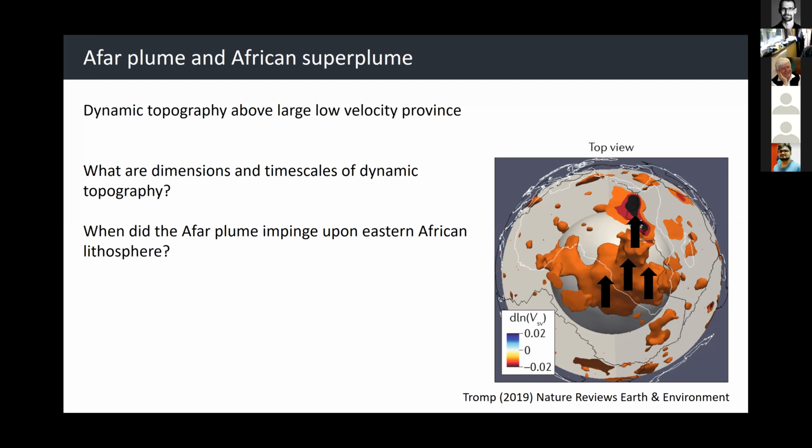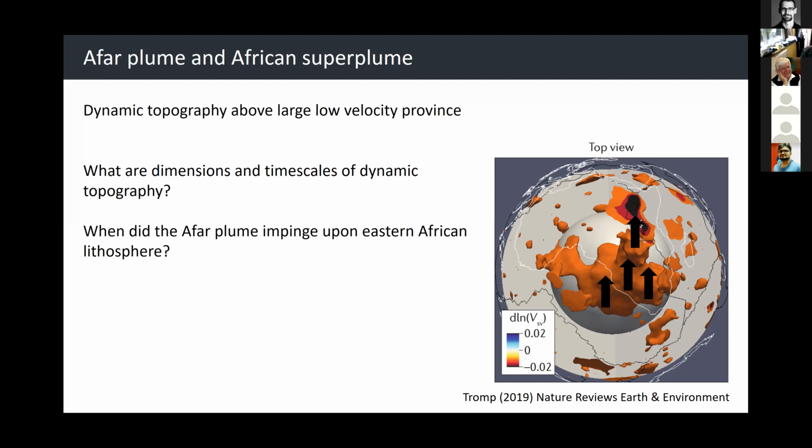And if this structure in the mantle is indeed buoyant, this would mean it would be moving up to shallower depths and therefore could cause the dynamic topography, or the dynamic swell, in Eastern Africa. The Afar mantle plume is thought to be a northward continuation of this dynamic swell.